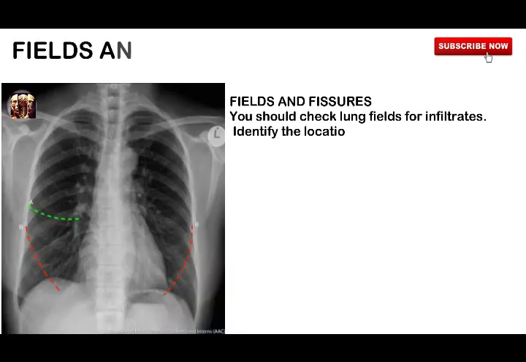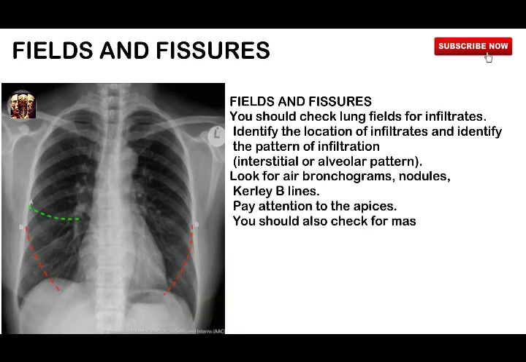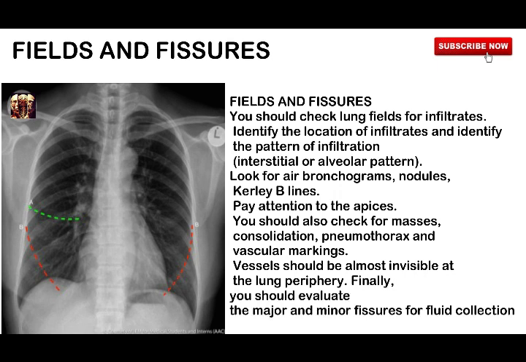Lung fields and fissures. You should check lung fields for infiltrates. Identify the location of infiltrates and identify the pattern of infiltration, interstitial or alveolar pattern. Look for air bronchograms, nodules, Kerley B lines. Pay attention to the apices. You should also check for masses, consolidation, pneumothorax and vascular markings. Vessels should be almost invisible at the lung periphery.